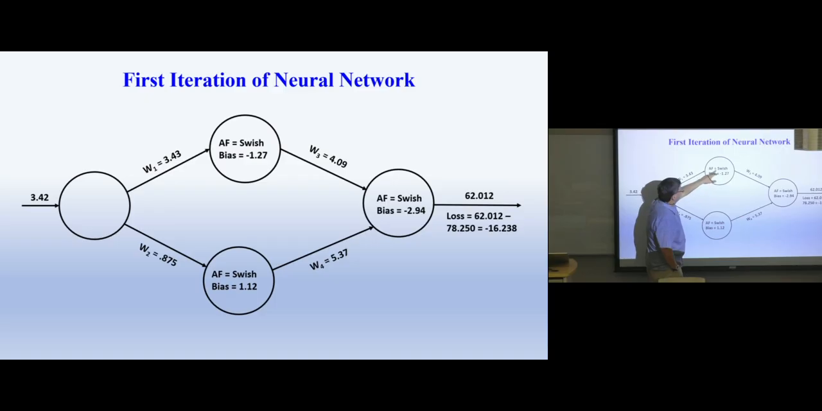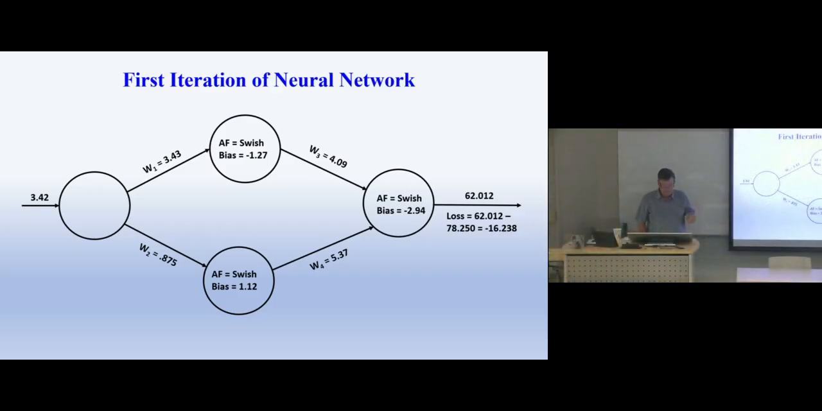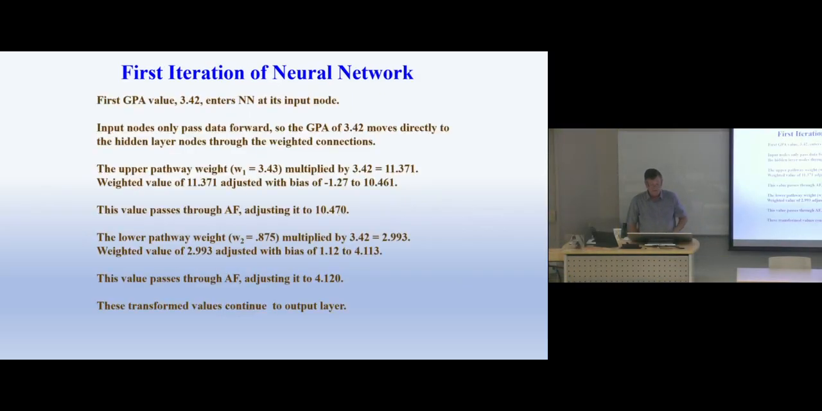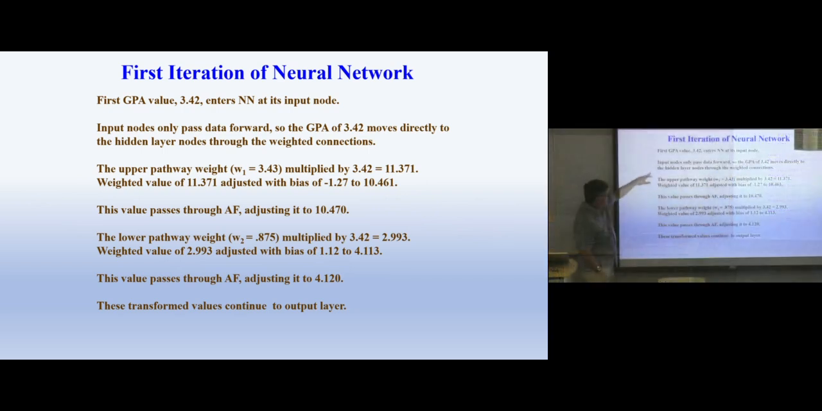For our purposes, we're just going to leave the activation function as swish. Okay. By the way, the large language model that you use will suggest activation functions. All right. Now look, that's the first iteration. If you go through what we just did, this is the description. So what did I look at here? 3.42 times the weight of 3.43 multiplied by the person's GPA, 11.371, adjusted with a bias. I subtract 1.27 and get 10.461. Okay, so it just goes right on through.